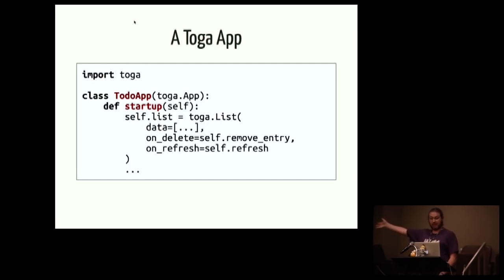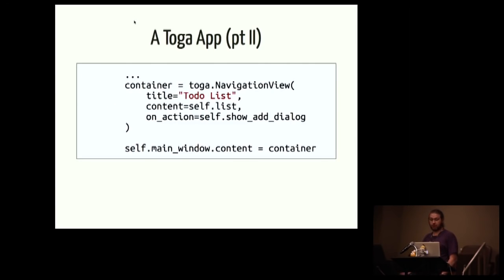You define an application that extends the base Toga.app class. Startup method says we're going to build this application. In this case, we're going to have a list widget. When you swipe to delete an item on the list, the remove entry callback will be invoked. The startup method also describes a container that's going to hold the list. We set the main window for the app to be this container.